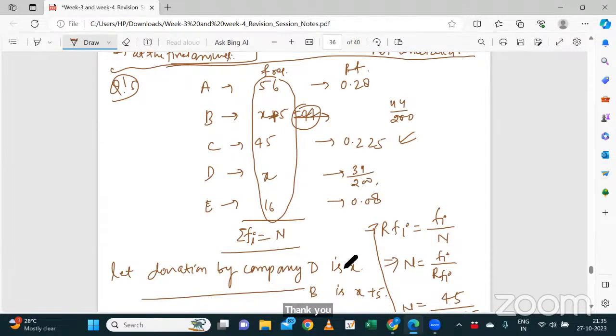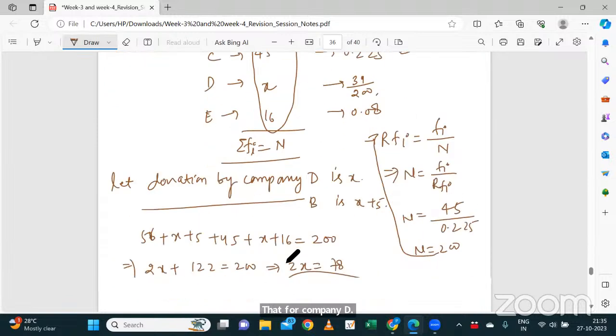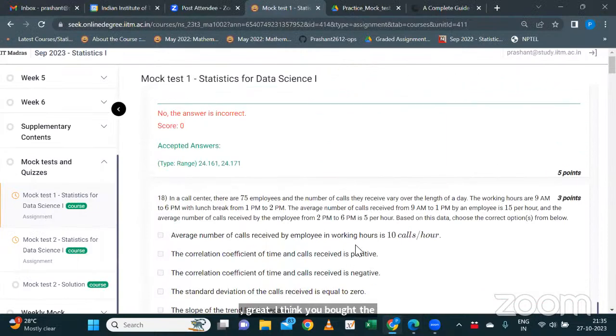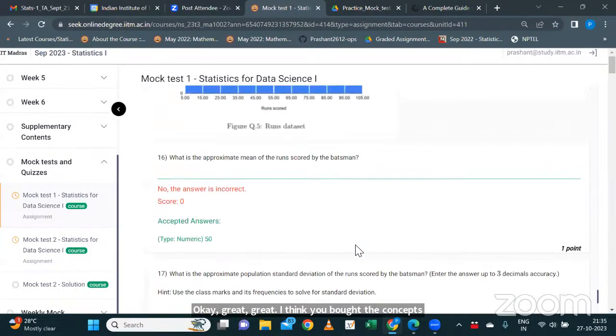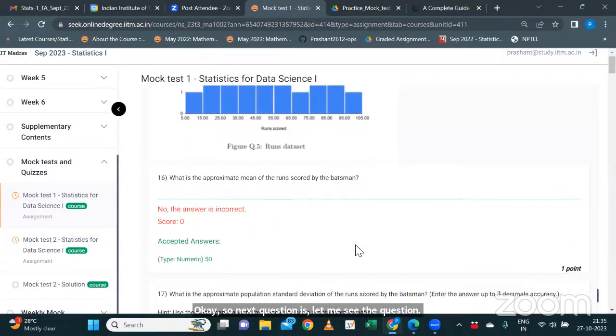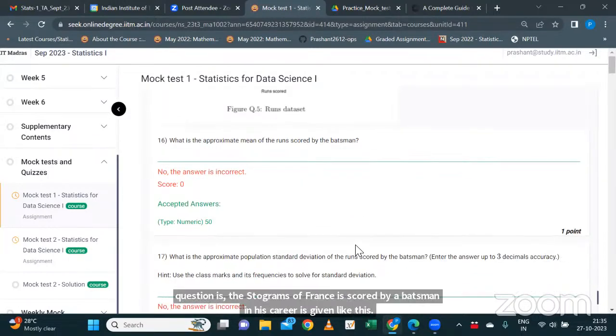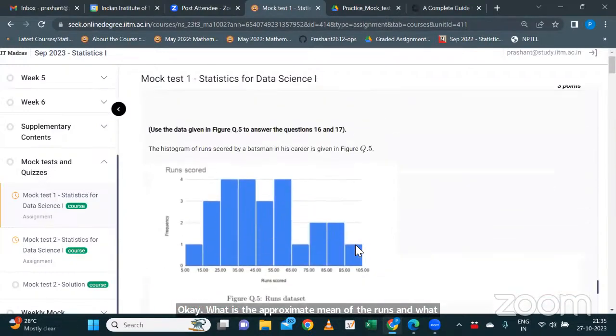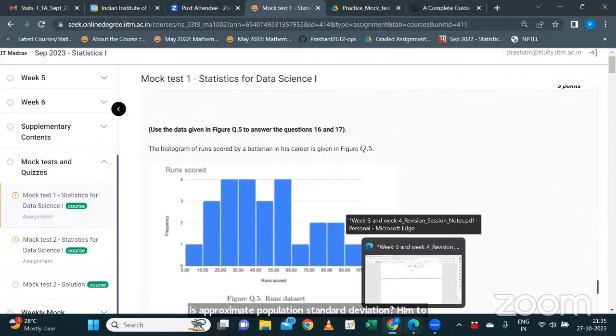Okay, the next question. The question says the histogram of runs scored by a batsman in his career is given like this. What is the approximate mean of the runs, and what is the approximate population standard deviation? Hint: use the class mark and its frequency to solve for the standard deviation. Basically, here there is one concept.